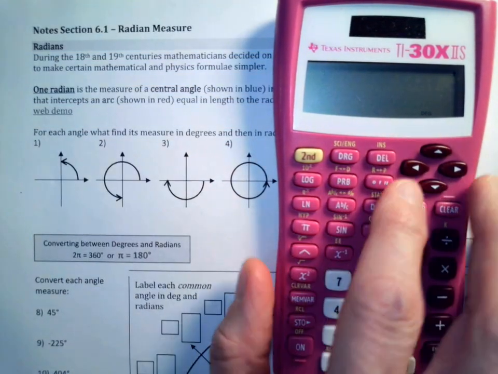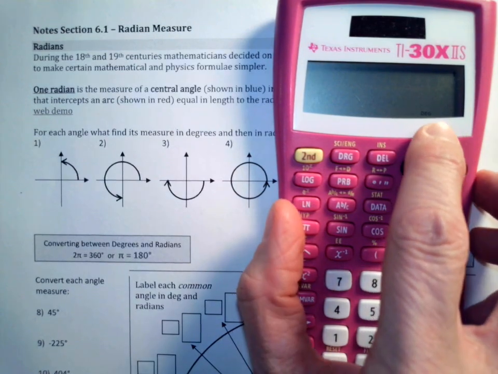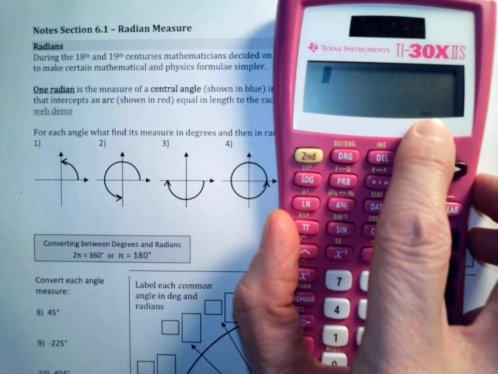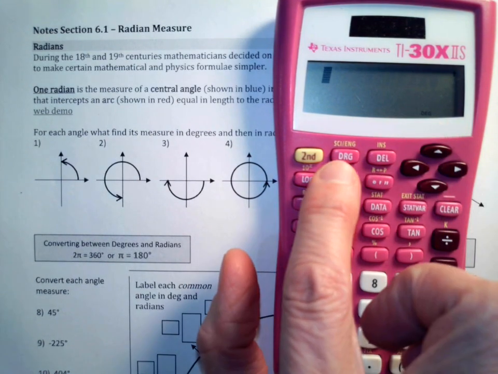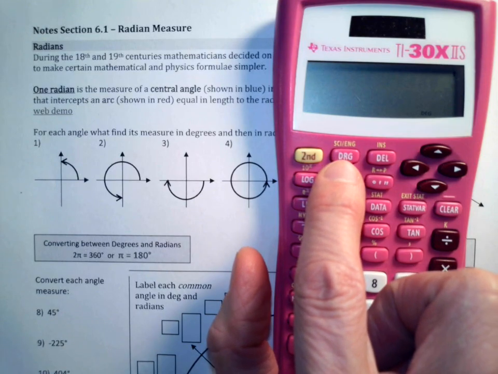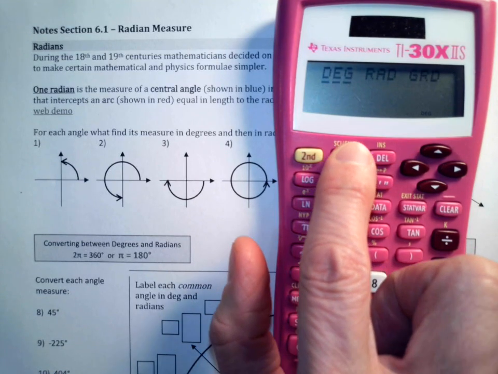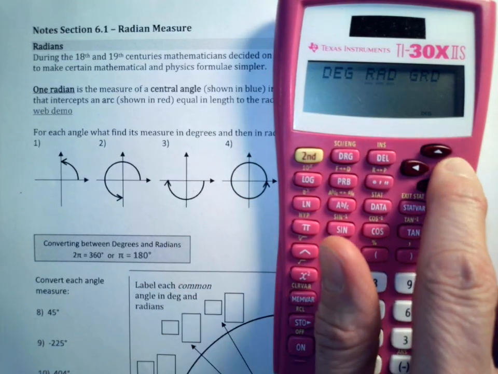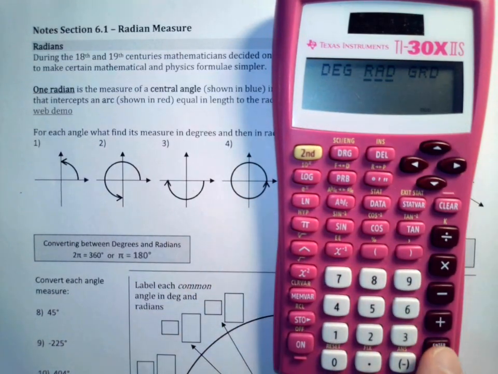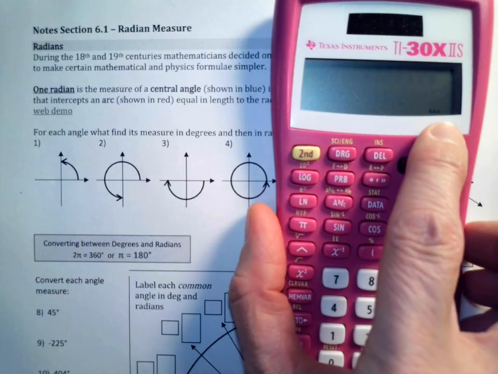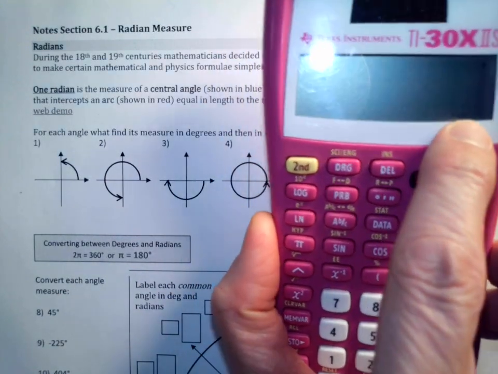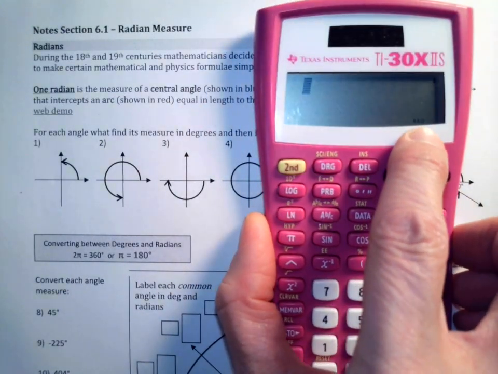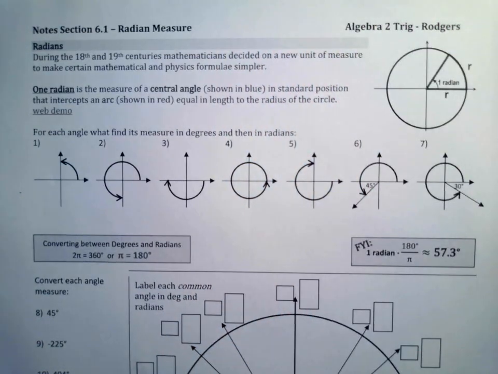In this calculator, it says DEG, which stands for degrees, and if you want to change to radians, you hit this button here that says DRG. So hit that, and you see right now it is in degrees, and so you'd cursor over to radians and hit enter, and now it will say RAD, which means radians. Gradians is the other one, and don't worry, we never use those.